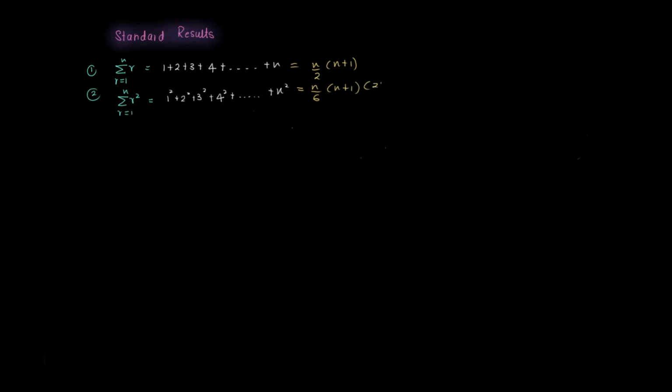If it does not begin with r is equal to 1, you can modify that so that you can get a summation which starts from r is equal to 1 to n or anything. Third one is sigma r cubed, r is equal to 1 to n. That is 1 cubed plus 2 cubed plus 3 cubed plus dot dot dot plus n cubed, and that is equal to n squared by 4 into n plus 1 whole thing squared.